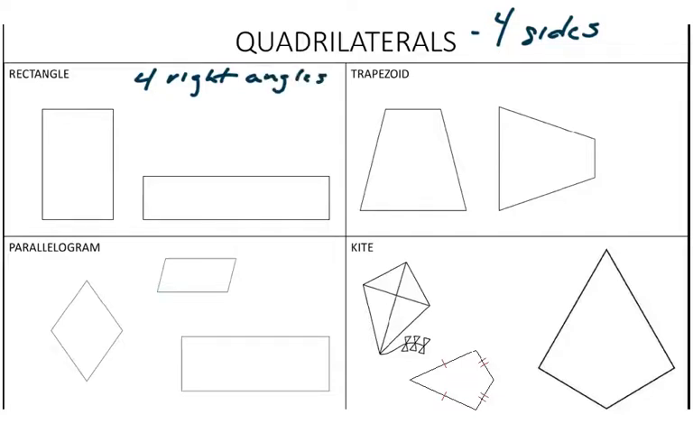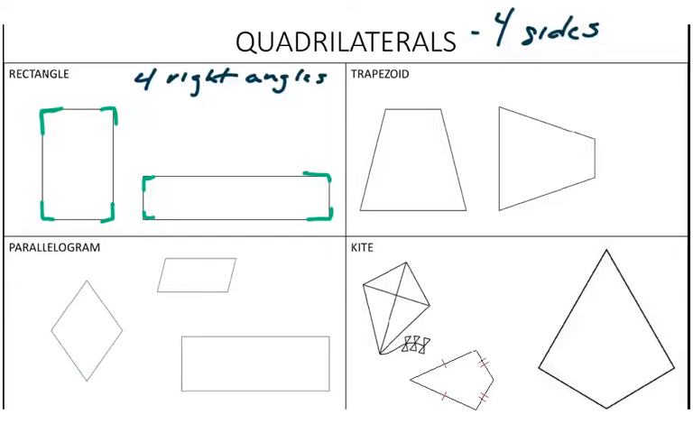Okay, so these are all rectangles because they all have four right angles. By that definition, you know what else would also be a rectangle? A square. Squares are rectangles because they all have four right angles. Okay? Now, a rectangle, anything with four right angles. A trapezoid is a little bit different.